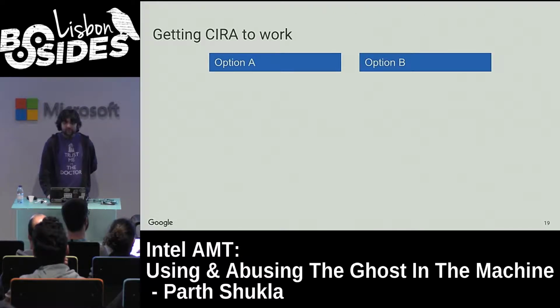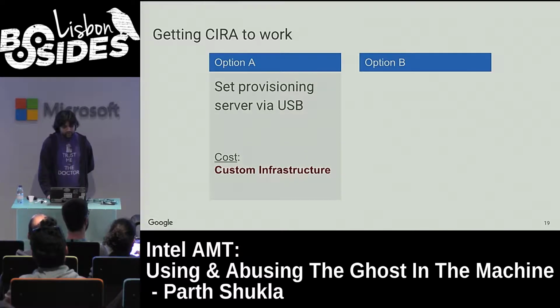So I had a couple of options to get CIRA to work. Option A, set the provisioning server via USB and use that provisioning server to push the CIRA settings I wanted. Firstly, the provisioning server will have to be on the same network. It won't work on an external network because responses to hello packets won't be received by AMT without a CIRA tunnel, which is what I want to set. So we'll need to bring along a Raspberry Pi or something similar running the provisioning server. Secondly, there is no easy-to-use Linux software for the provisioning server, and I don't want to write one.